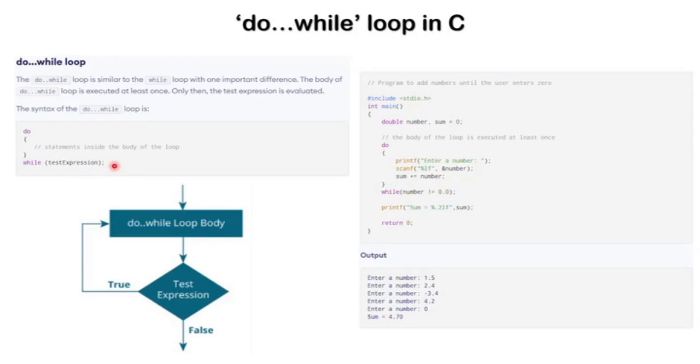But in the case of the for loop and while loop, the condition is checked before entering the loop body. That's why they are called entry control loops. Okay, this is the main difference.